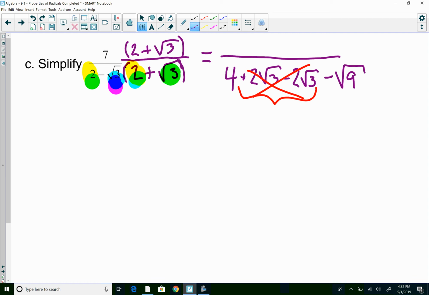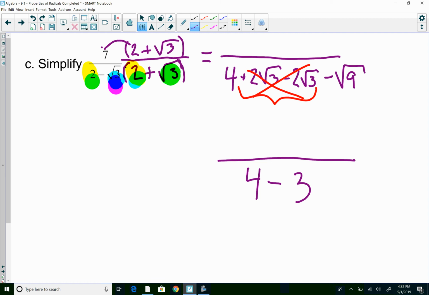Now, some of you might be thinking, but Mrs. Granton, there's still a root in the denominator. Yep, kind of is, but take a look. What is 9? 9's one of our perfect square numbers, right? So this just turns into 4 minus the square root of 9, which turns into 3. So that ends up changing. We'll end up simplifying that in just a second, but I want to go back and finish up this top part here.